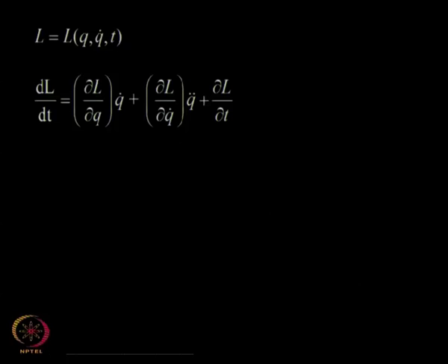So, we are looking at the total time derivative of the Lagrangian, which comes from implicit dependence on time through the explicit dependence on position and velocity, which are explicit functions of time, and a possible explicit dependence of the Lagrangian on time directly, which may come from the missing degrees of freedom.